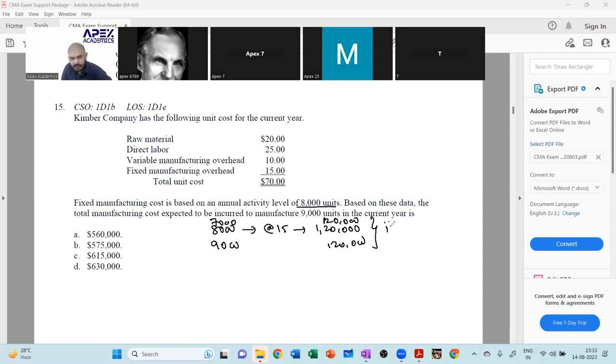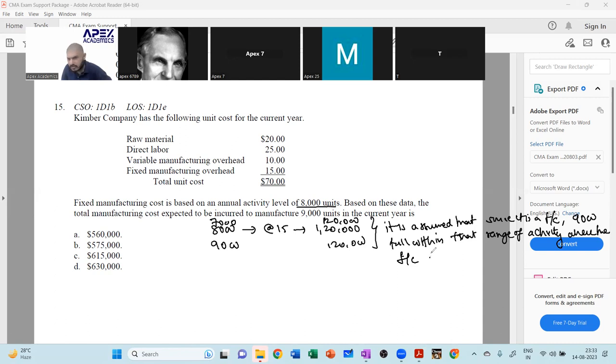Why? It is assumed that since it is a fixed cost, 9,000 falls within that range of activity where the fixed cost stays unaffected. That the fixed cost stays what? It stays unaffected. Please understand this.